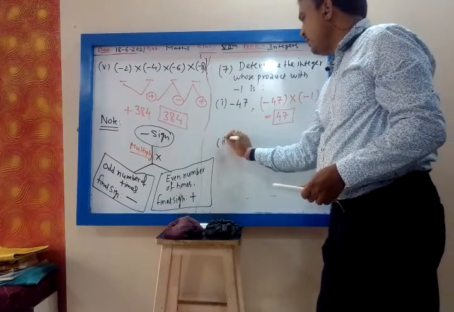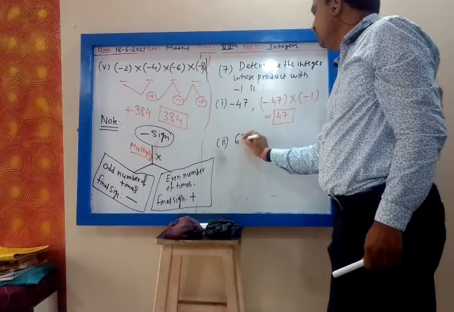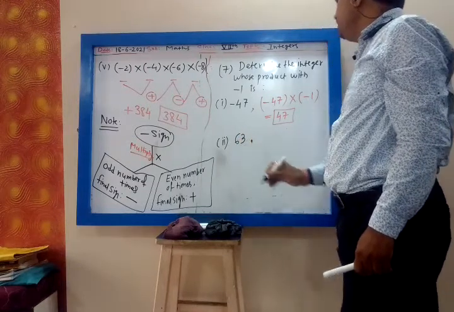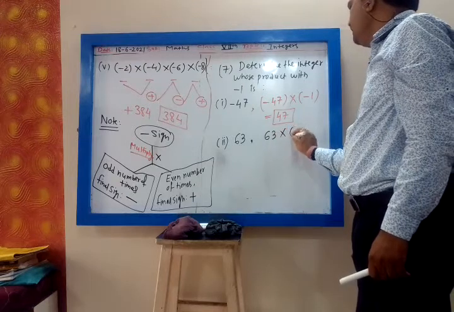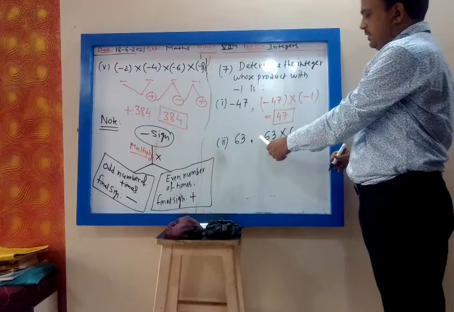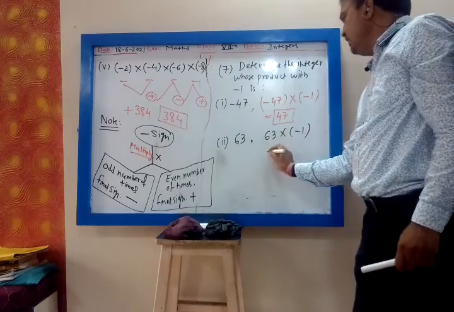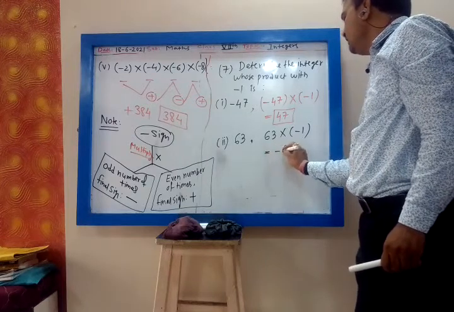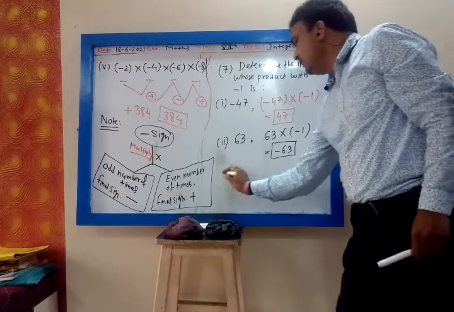Second, it is 63. You have to find the product of 63 with minus 1. So 63 into minus 1. What is the sign of 63? Plus. Plus into minus, so the answer will be minus 63. The product of 63 with minus 1 is minus 63.